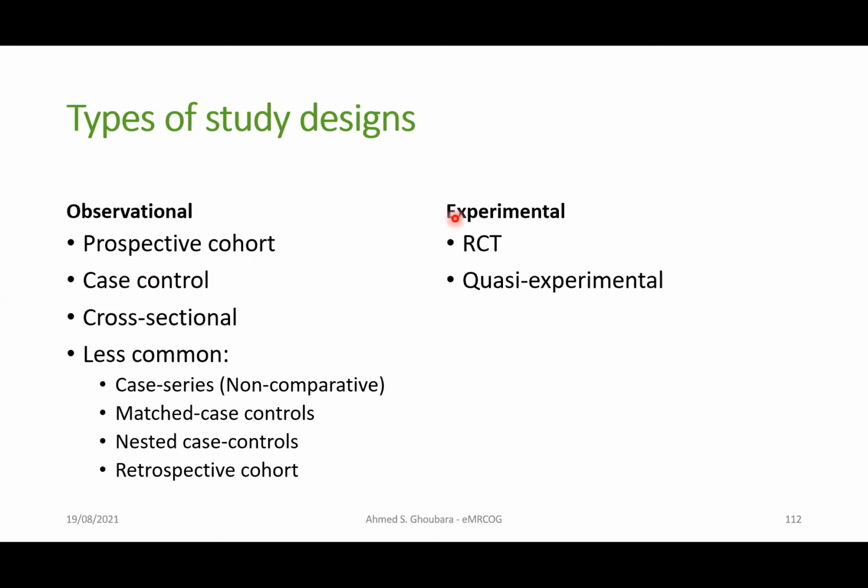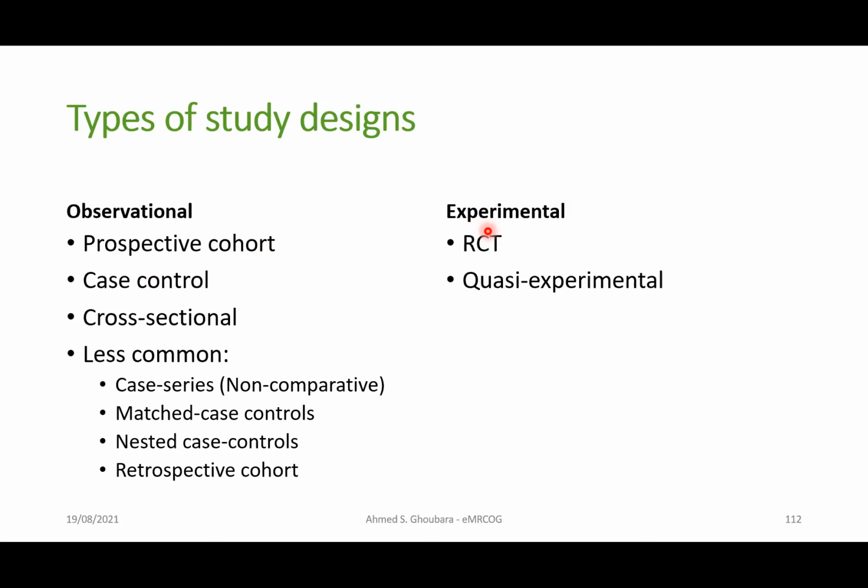We also have experimental studies, like the RCTs. This is where we actually interfere with the patient. We ask the patient to take this medication or not to take this medication, to go this way or that way. So we interfere with their lives. We're in control here. Like the RCTs and the quasi-experimental studies.